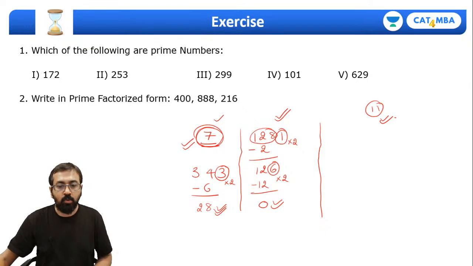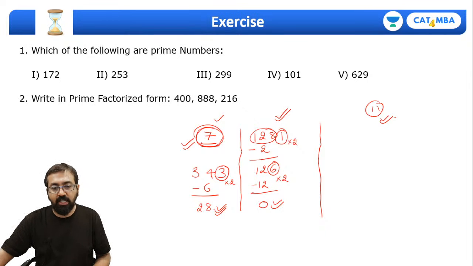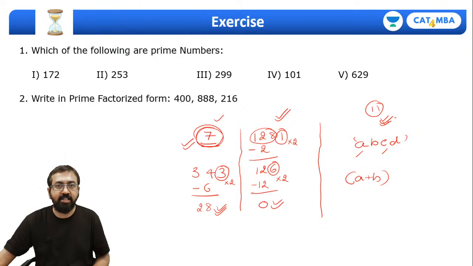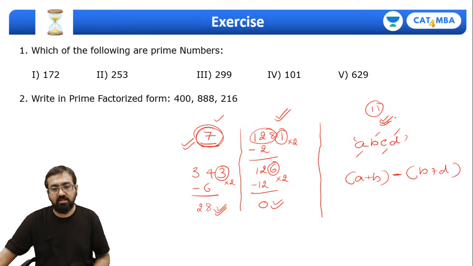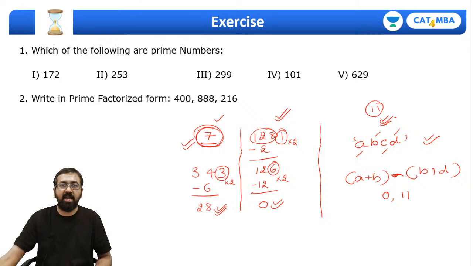Yes? Okay. So now let's look at the test for 11. The test for 11 is very simple. If I take a number ABCD, what I need to do is add the alternate digits, that is the first digit, third digit, and so on. Just add them and write it down. Then add the second and fourth digits, B plus D, and check the difference between these two results. If this difference is 0 or 11, that means the number is divisible by 11.